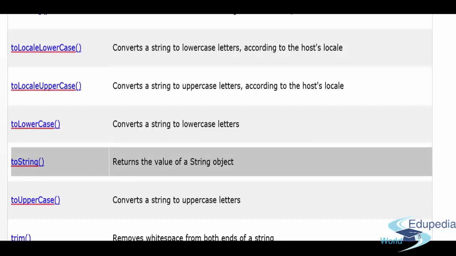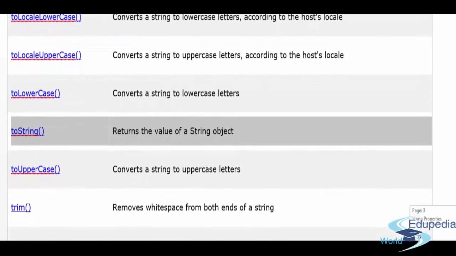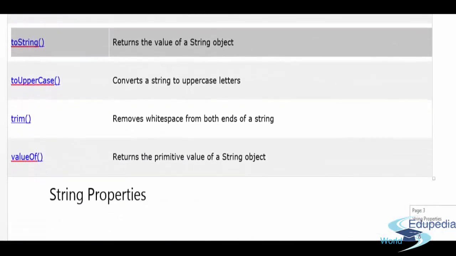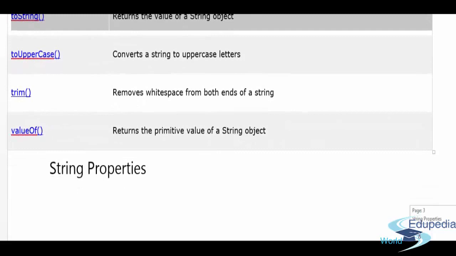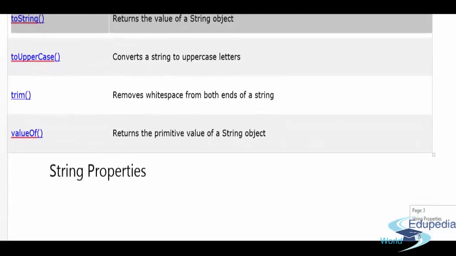When we do further videos with a lot of examples, I will be referring to these methods. We'll be using them, so you'll have a chance to work on more examples based on the method variety that you're seeing right now. toUpperCase converts a string to uppercase letters. trim removes white space from both ends of a string. valueOf returns the primitive value of a string object.